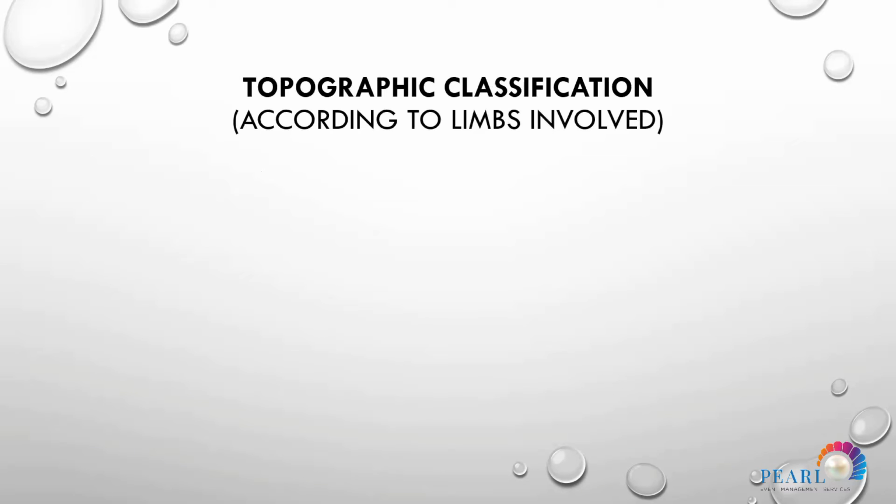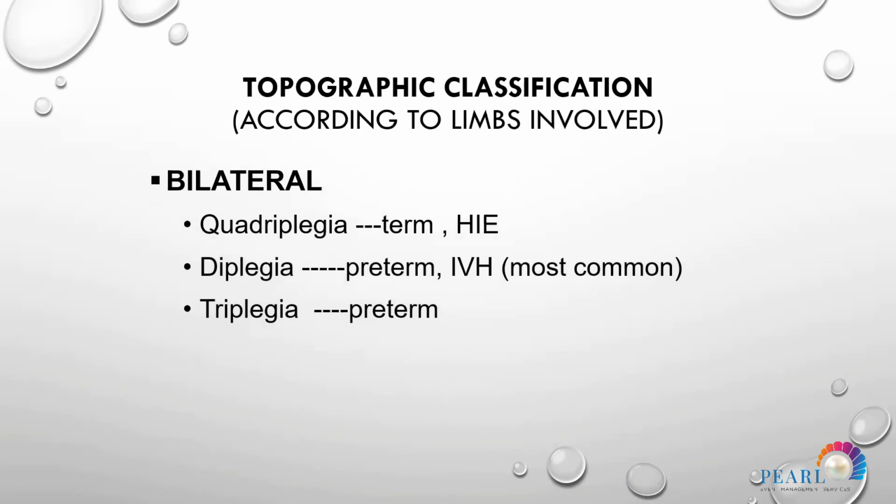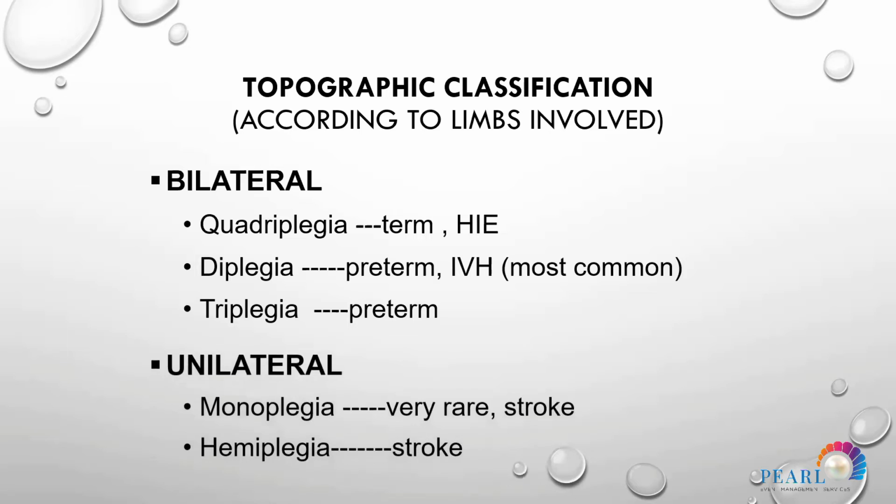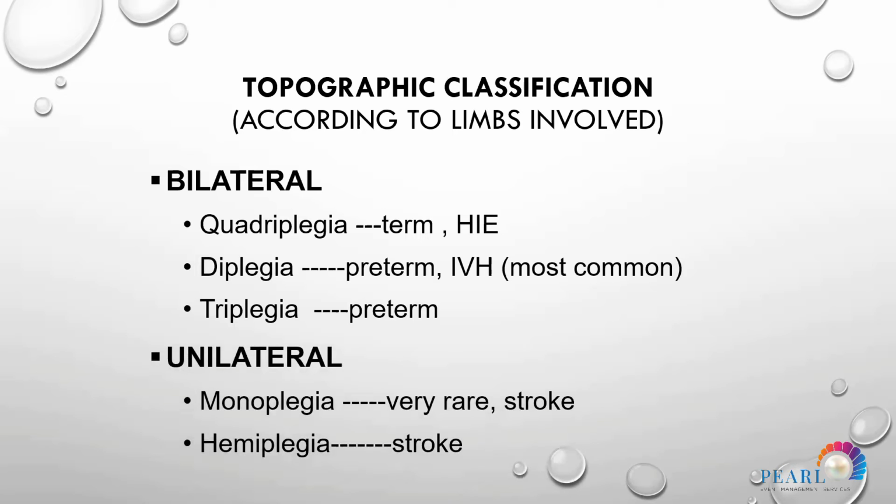Another way to classify cerebral palsy is according to the limbs involved, which we call topographic classification. So bilateral cerebral palsy, when both sides of the body are involved, can be quadriplegia, hemiplegia, or diplegia. Diplegia, as we all know, is commonly seen in preterm babies due to intraventricular hemorrhage or periventricular leukomalacia. Unilateral, when one side of the body is involved, can be monoplegia or hemiplegia, commonly seen in strokes.